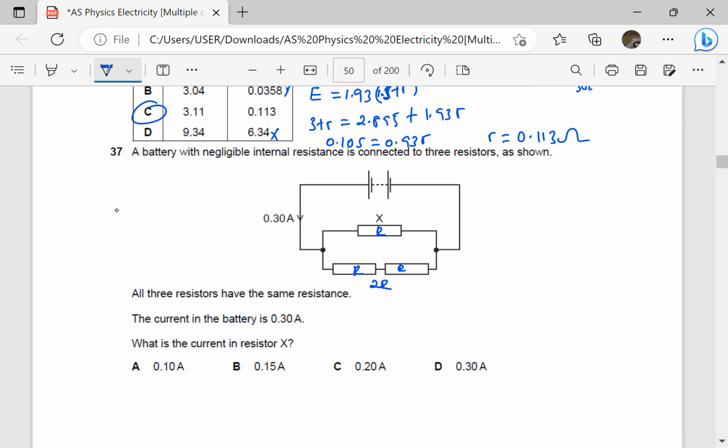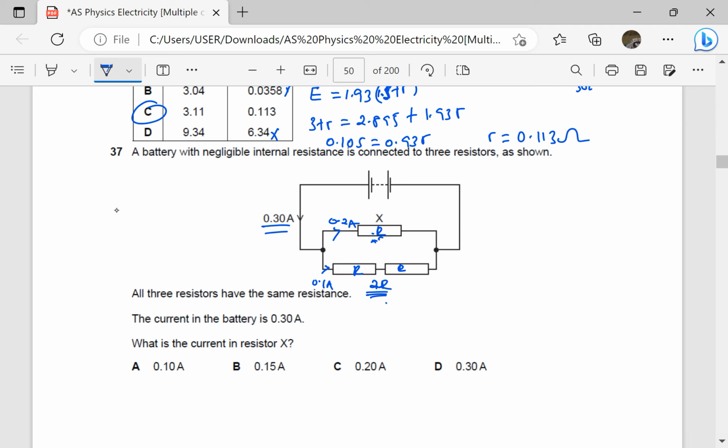So it means the current divides. Because the resistance here is twice this one, the 3 amperes is going to be divided in the ratio of the resistances. So this one will take 0.1 ampere, and the other one will take 0.2 amperes. The reason is the resistance this side is twice the resistance the other side, so the current the other side is going to be twice the current this side. So the question is, what is the current in resistor X?